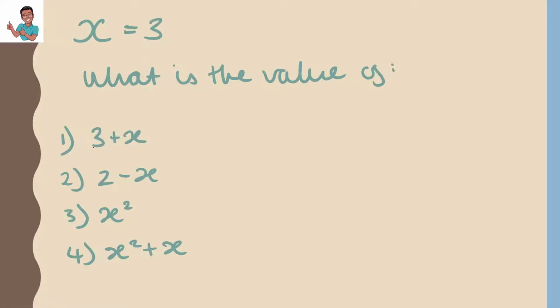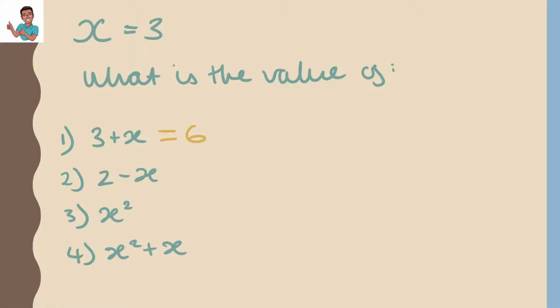Whenever we substitute, it's a good habit to put the value you're going to substitute into a bracket. So here we have 3 plus x. We know that x is 3. So we can write 3 plus brackets 3. 3 plus 3 equals 6. So 3 plus x has the value of 6.